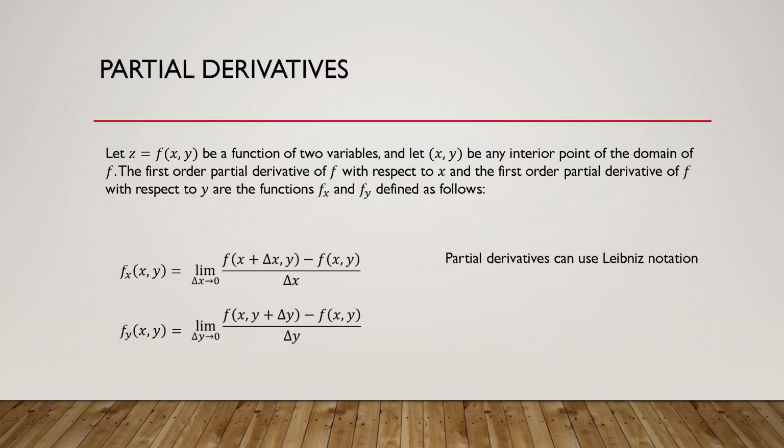Partial derivatives may also use Leibniz notation. The partial derivative of f(x,y) with respect to x equals ∂f/∂x, which equals ∂z/∂x, using the script d for the partial derivative. Also, the partial derivative of f(x,y) with respect to y equals ∂f/∂y equals ∂z/∂y, also using the script d.